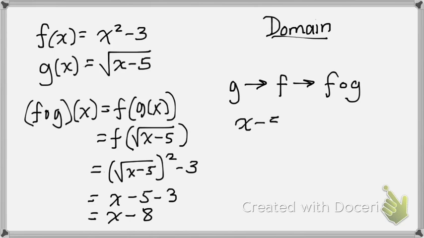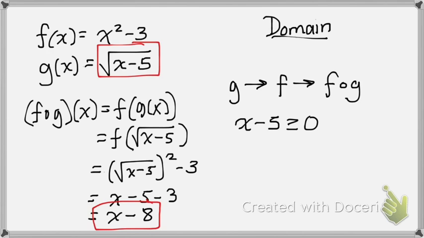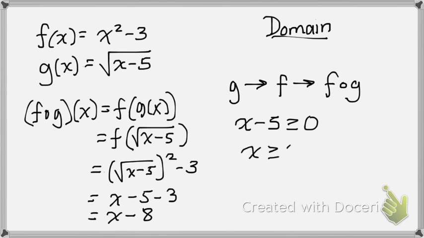So in this case, I'm actually going to say that x minus 5 has to be greater than or equal to 0 for the composition, even though, again, the composition is x minus 8. But I started with the square root of x minus 5, and that's where my limitation is. So I need x minus 5 to be greater than or equal to 0, and that's going to be x is greater than or equal to 5.